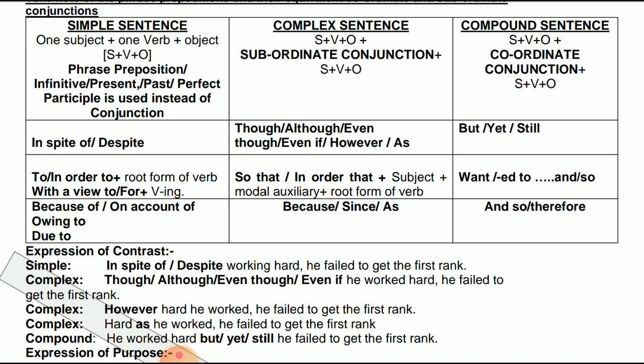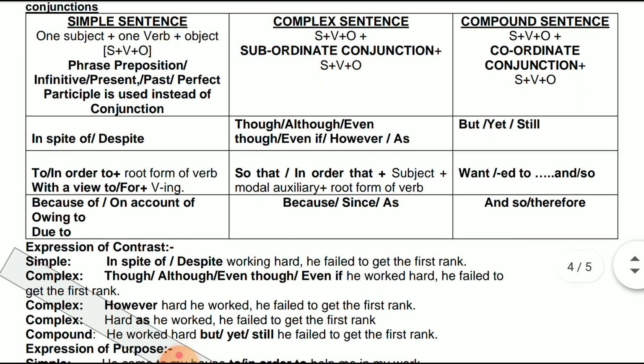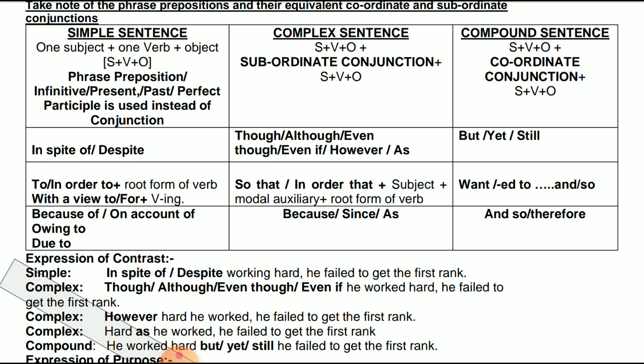So in a simple sentence, a phrase preposition may be given in place of a subordinate conjunction or a coordinate conjunction in a complex or compound sentence. And in a complex sentence and a compound sentence, as we discussed earlier, there are at least two verbs. That second verb is after the conjunction in a complex sentence or a compound sentence. So in place of that second verb, in a simple sentence there will be an infinitive, present participle, past participle or perfect participle, whereas there will be a phrase preposition in place of a subordinate conjunction or a coordinate conjunction.